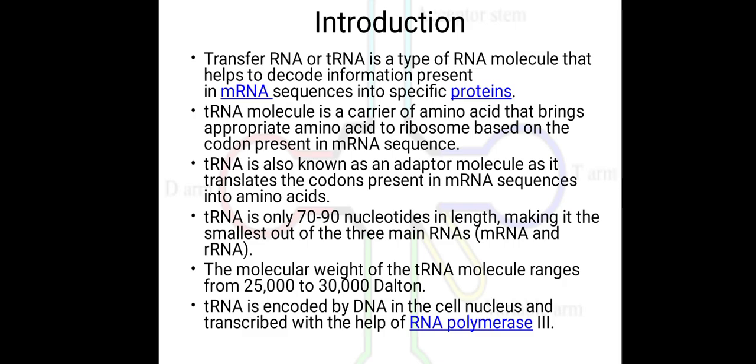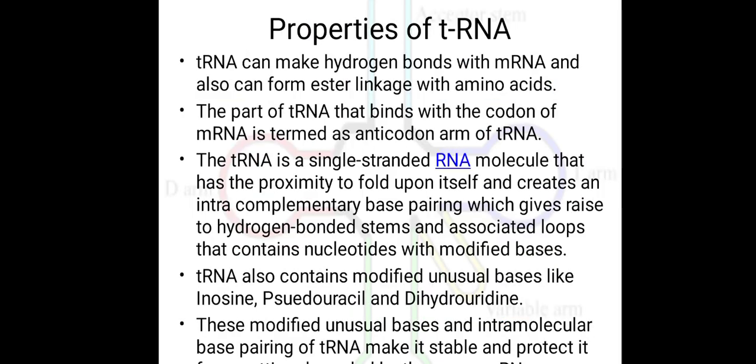The tRNA molecule contains only about 70 to 90 nucleotides in length, as these are smaller in size. Means whenever we compare the three different types of RNA molecule, that is the messenger RNA, transfer RNA and ribosomal RNA, out of these three types, the tRNA molecules are the smallest RNA molecules. The molecular weight of this tRNA molecule ranges between 25,000 to 30,000 Dalton. These tRNA molecules are encoded by the DNA within the cell nucleus, and majorly these are transcribed with the help of RNA polymerase III.